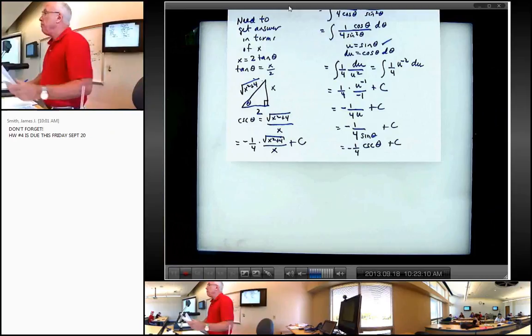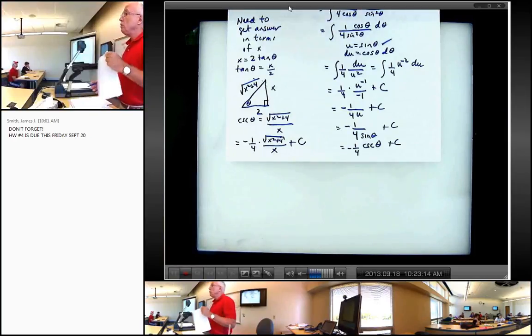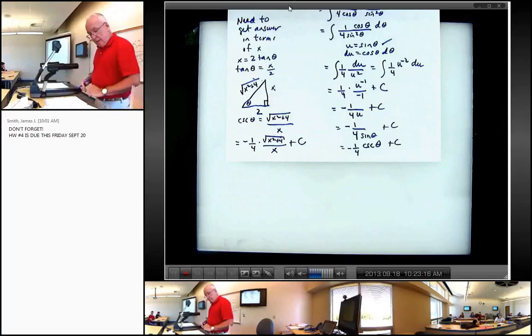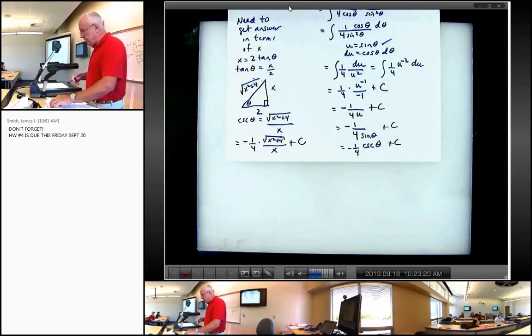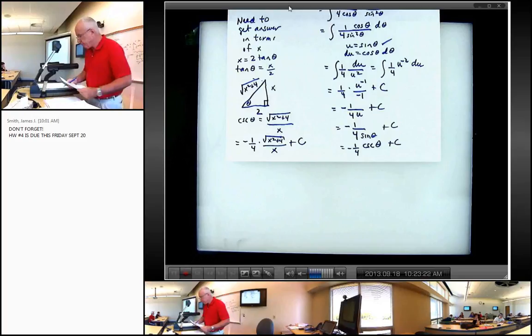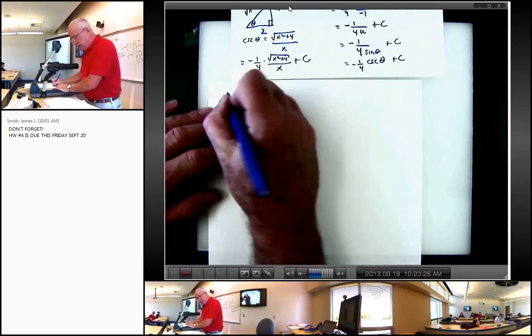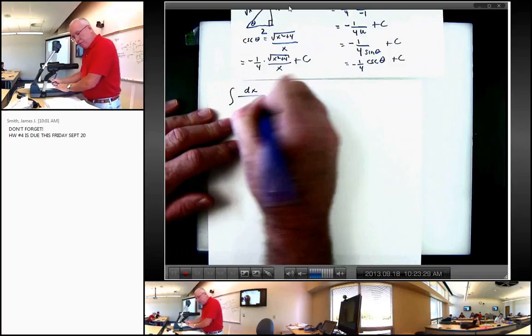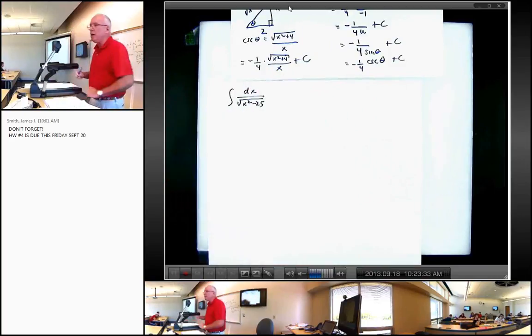Question on this one. We're going to do another one, very similar, except now this one is going to involve the other third formula in our table. So this example is the antiderivative of dx over the square root of x squared minus 25.